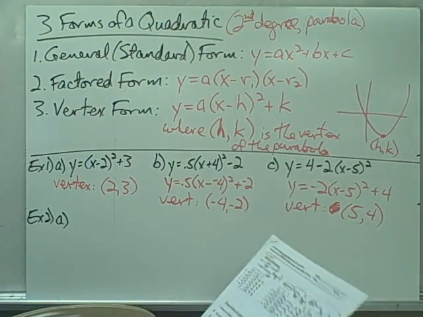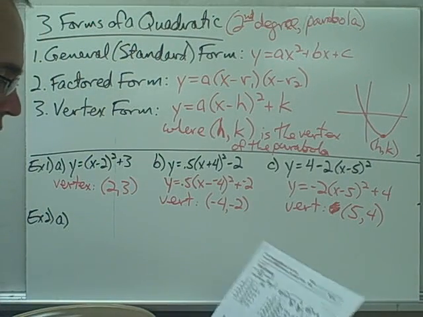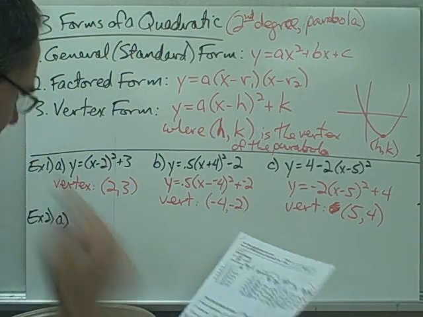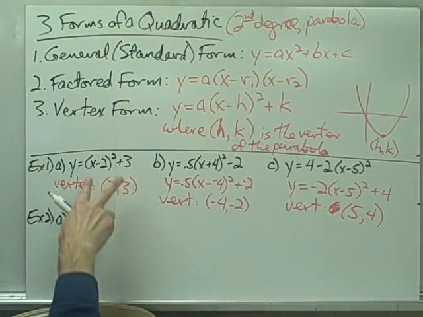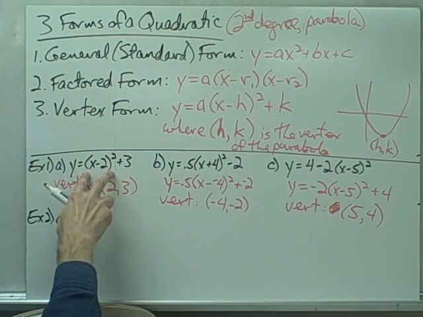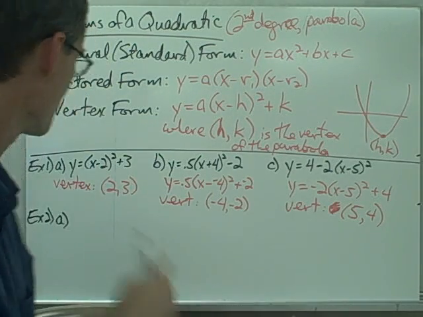All right, example 2, it says, rewrite each of the quadratics in standard form. Well, to put it in standard form, which is this form here, I'm going to need to multiply out my parentheses. I'm going to have to rewrite it without my parentheses.